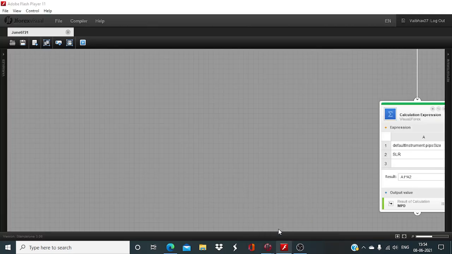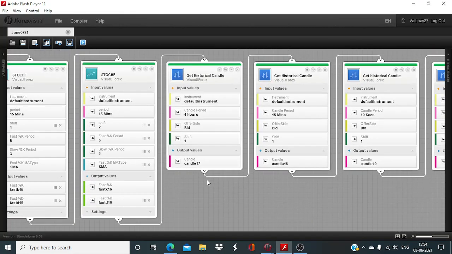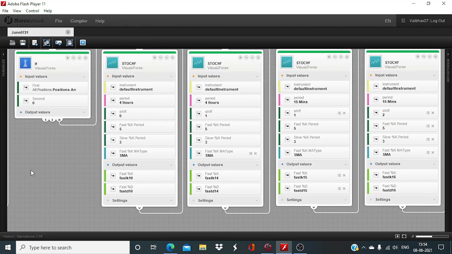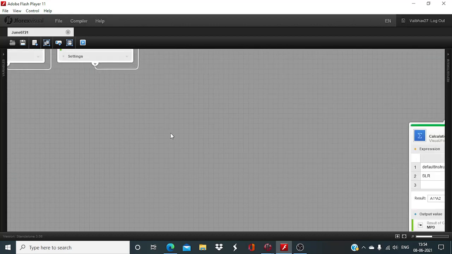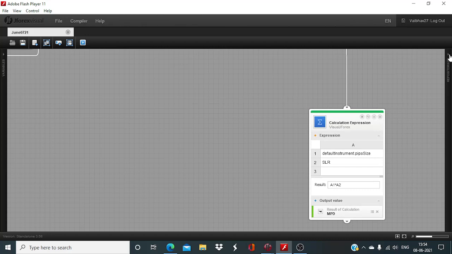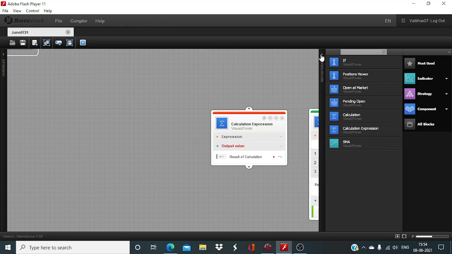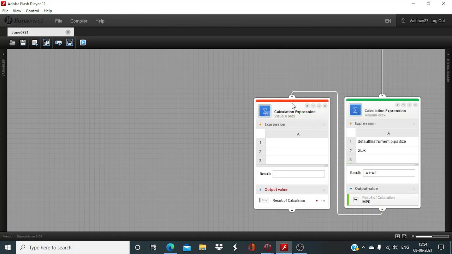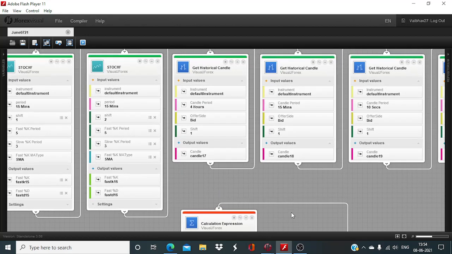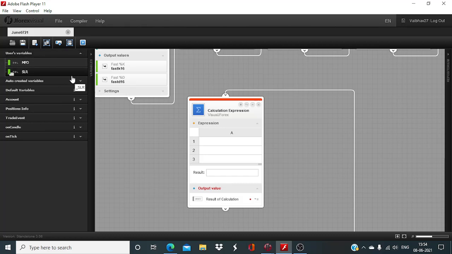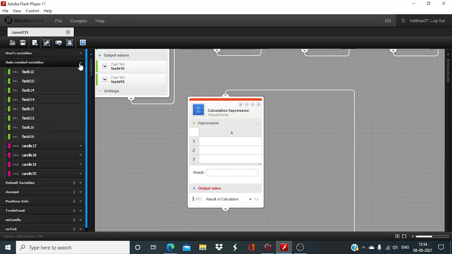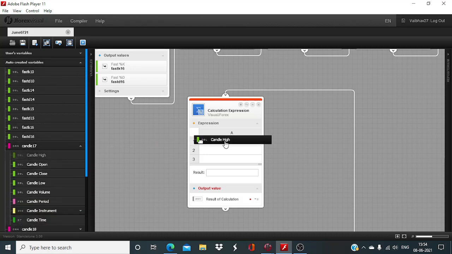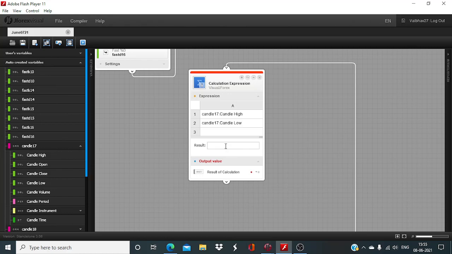So now let us head back to the Visual JForex board. We have these blocks in place. Now all we need to do is carry out one more calculation, considering the actual difference between the high and low for the last 4 hourly candle. We will have to consider the candle high and candle low. A1 minus A2.